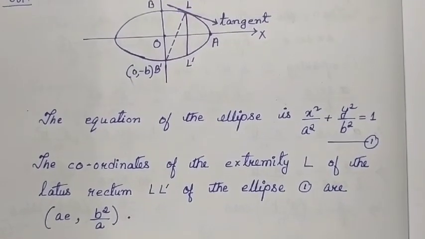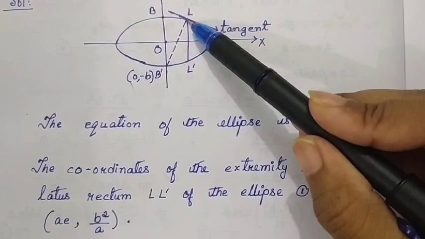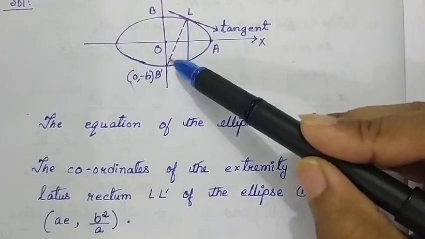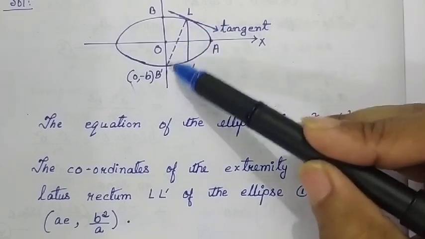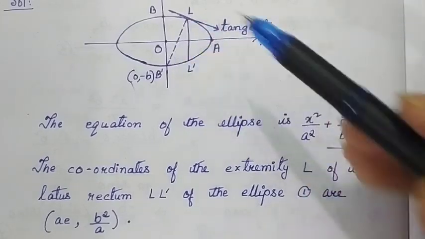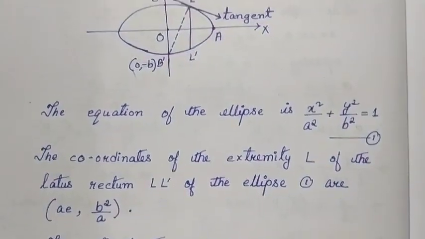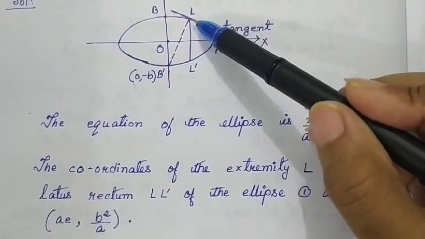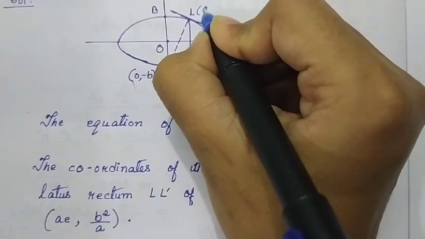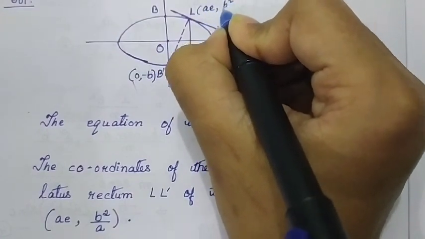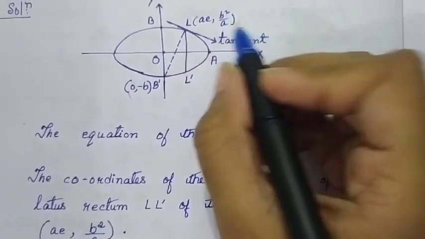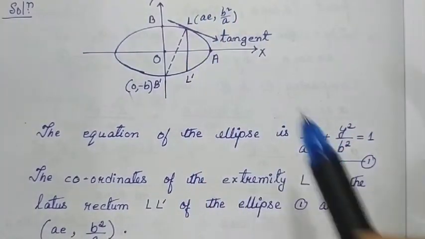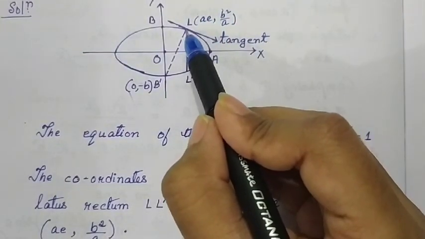So what we can find, see here, this line LB dash is the normal. So our equation of the normal at this point L, we already have the coordinate of L. Let me write it: ae comma b square by a. This was the coordinate of L. So at this point, see, the normal is touching the point L.